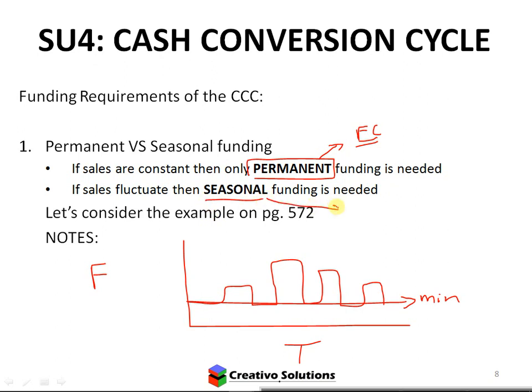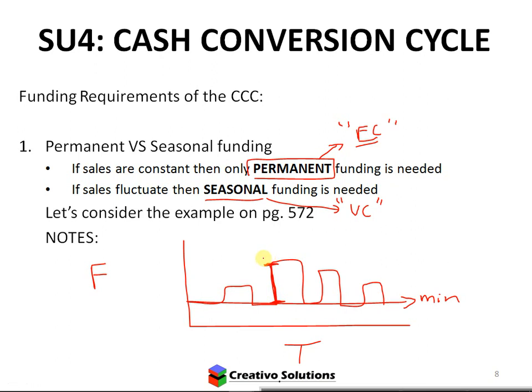Seasonal is looking at more your variable cost, if I relate it to something you're familiar with from previous modules. Seasonal is, well, in certain times of the year, I might need more stock. In certain times of the year, I might need to employ more people. And that creates a difference between your permanent and your seasonal. The difference would be the addition that you require.